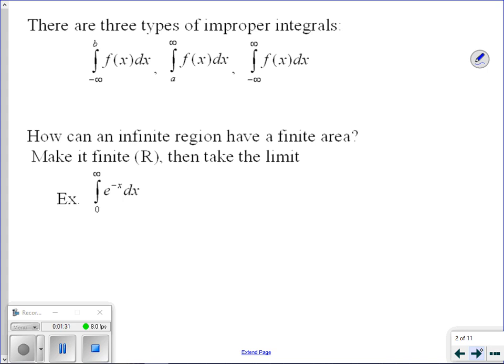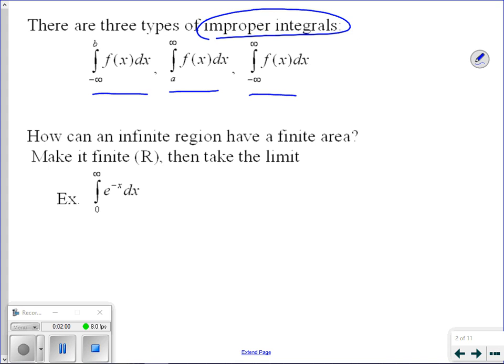But look at what's going on here with improper integrals. Look at these intervals. It's negative infinity to B, or A to infinity, or negative infinity to positive infinity. So as you can probably see, an improper integral is an infinite area, infinite bounds. So how can we possibly find the area of an infinite amount of space? Hopefully you can see an example as we go on.